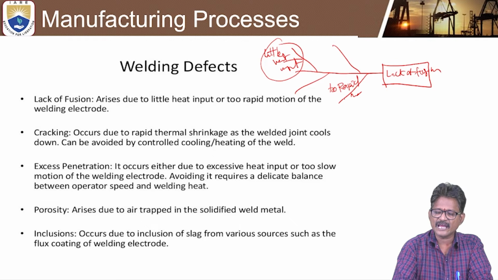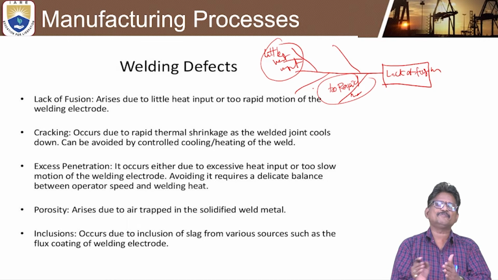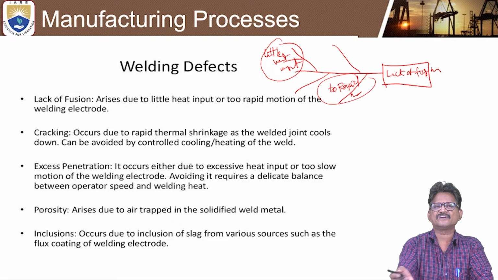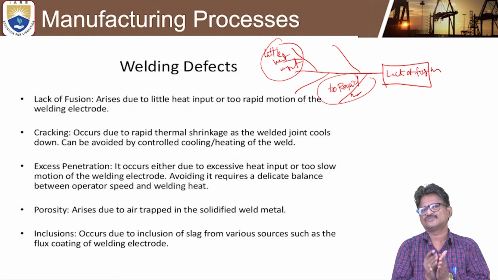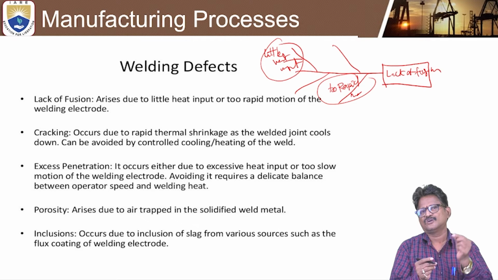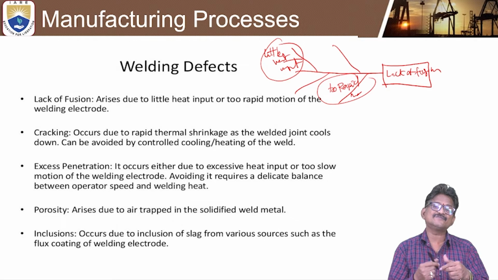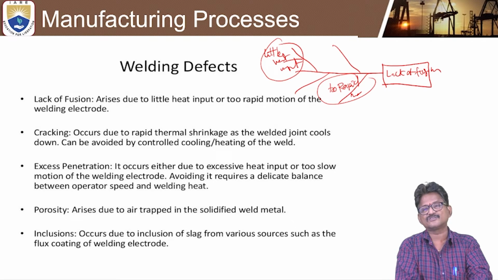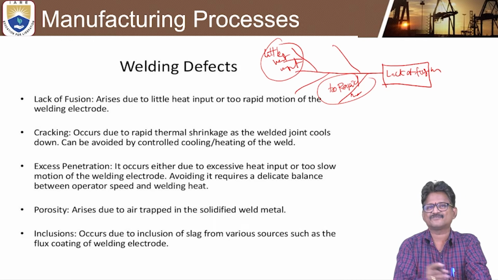And similarly, too rapid motion is to be eliminated. So uniform motion should be done, and the speed of the motion should be maintained. Otherwise it leads to a defect called lack of fusion. So to avoid lack of fusion, the two important things are that you should maintain proper heat input and uniform motion of the welding electrode. That is why a skilled operator is one of the factors. If a skilled operator is not there, it is very difficult to hold the electrode, and if the proper angle is not kept, it leads to lack of fusion in the workpiece.